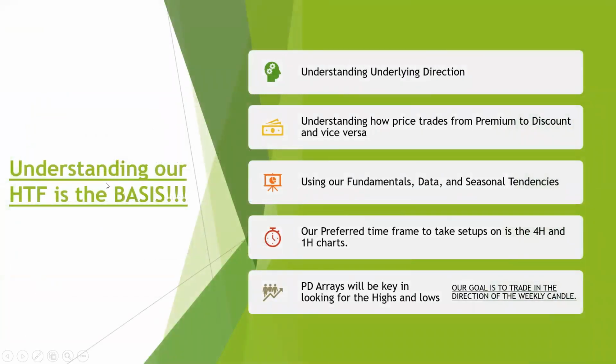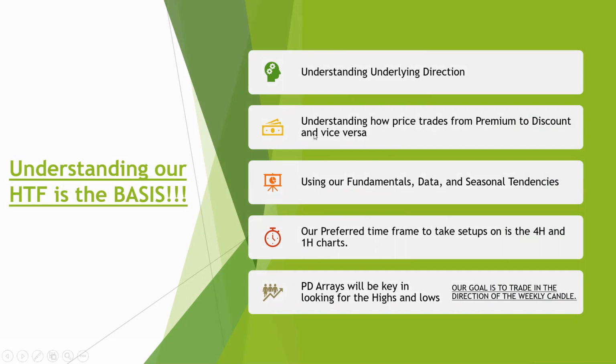All right. So understanding the higher time frame is the basis. We have to understand the higher time frame before anything else. When we understand our underlying direction, this is going to be our institutional order flow. We're going to try and tie that in with how price moves from a premium to a discount.